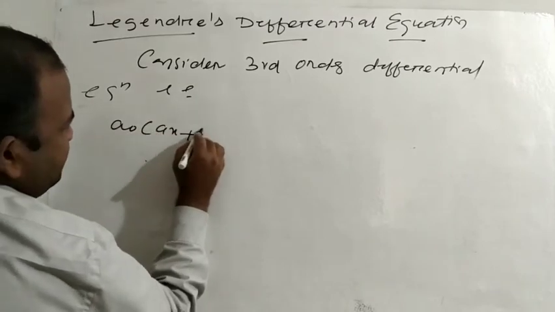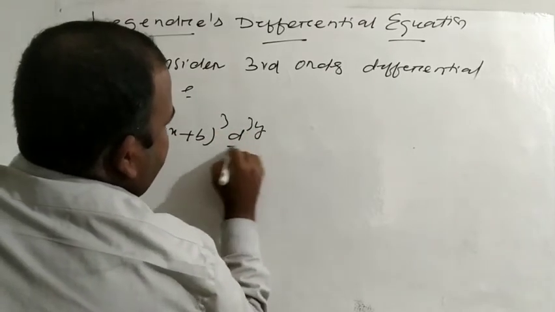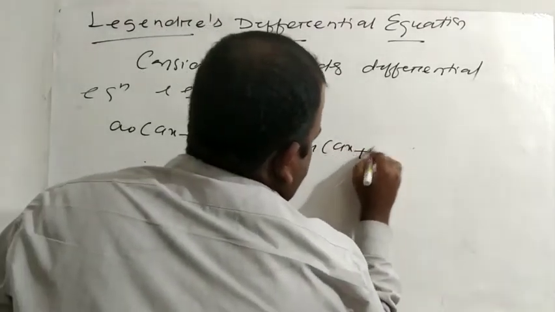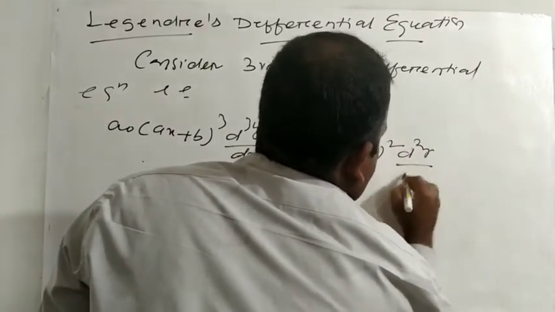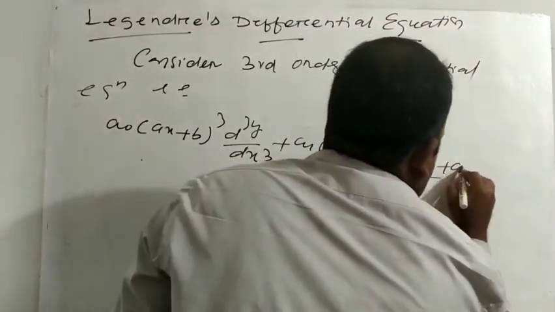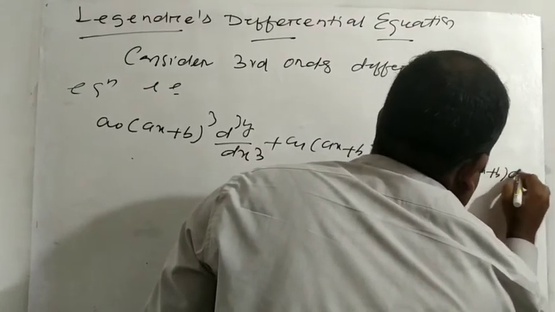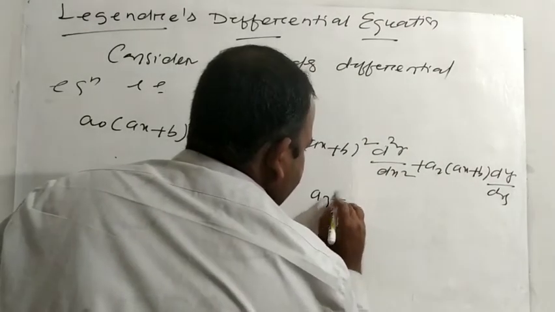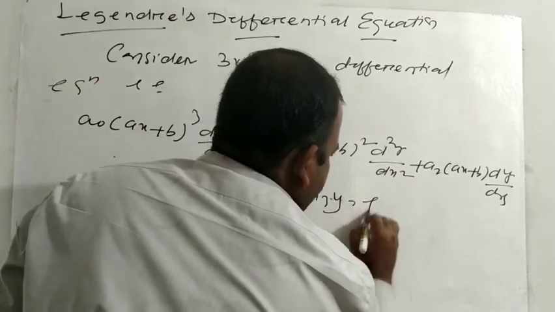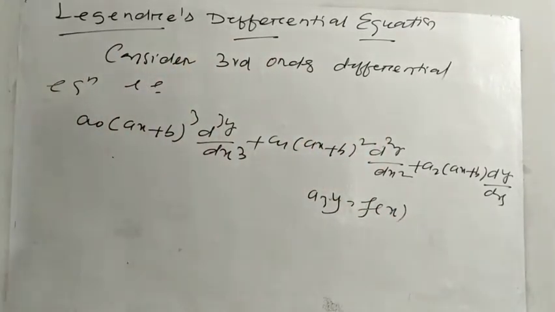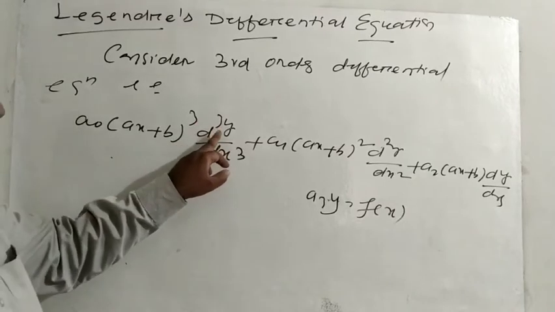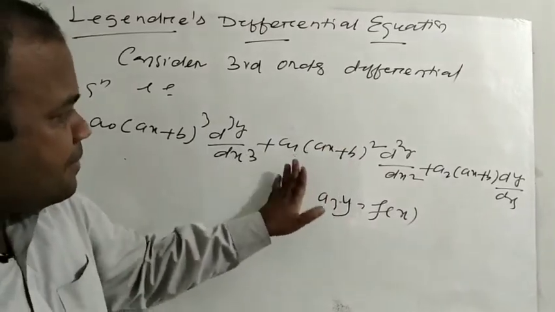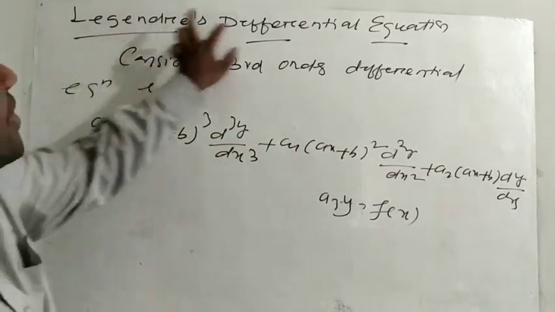a0 (ax plus b) whole cube d³y by dx³, plus a1 (ax plus b) whole square d²y by dx², plus a2 (ax plus b) dy by dx, plus a3 y equals f of x. Okay, so this is 3, and this is d³y upon dx³. This is a third order differential equation. That type of differential equation is known as Legendre's differential equation.